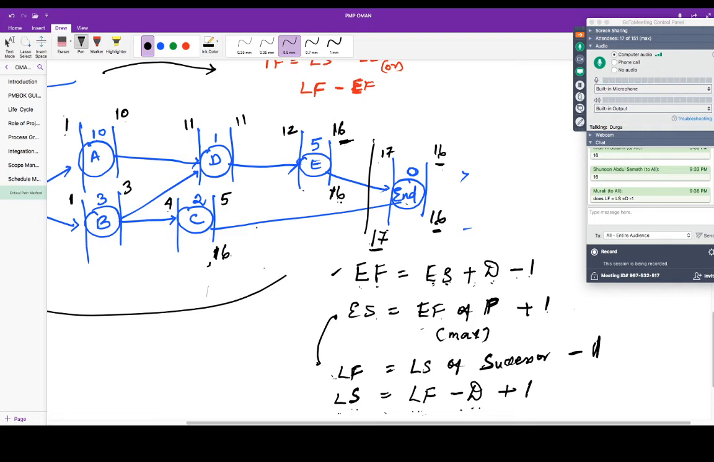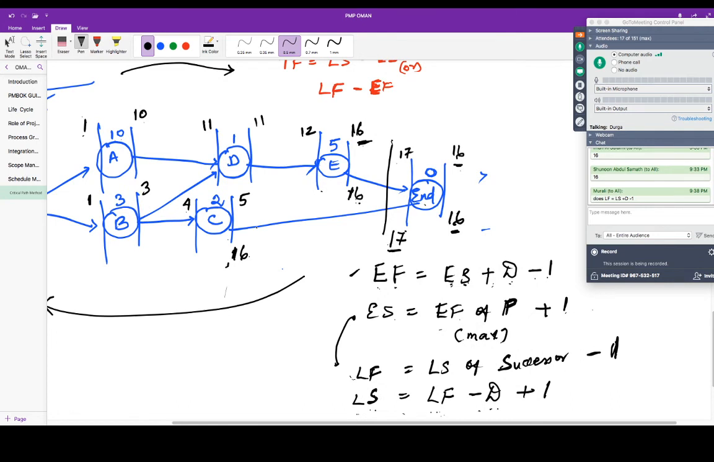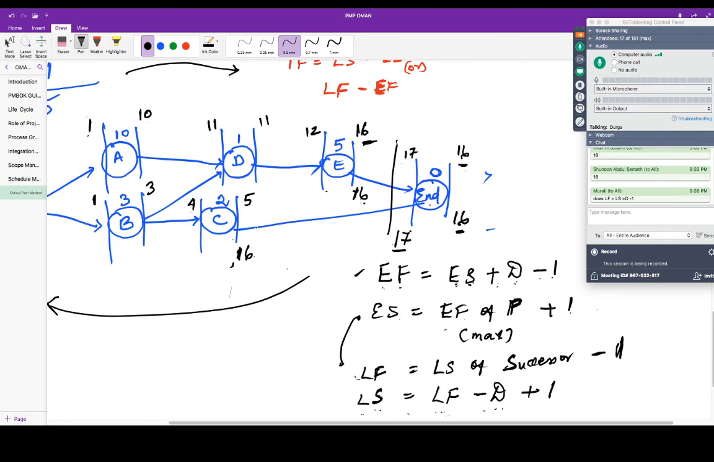Look at the E activity. Mr. Murali, please listen here, and then I'll come back to your question. Now for E, we know the late finish. The late finish is 16. Now we have to find the late start.